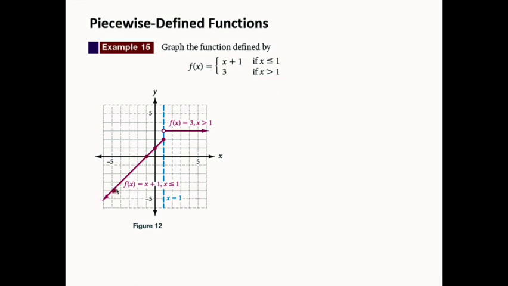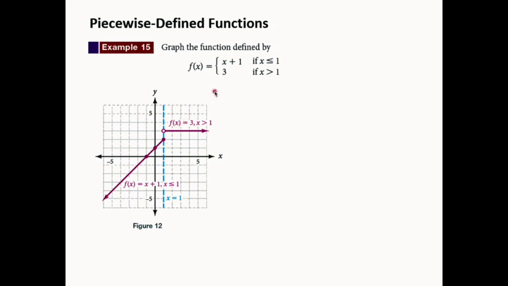Here's our linear function, x plus 1, graphed. But if you notice, it's only graphed when x is less than or equal to 1. So here's 1 on the x-axis. So less than or equal to 1 means it's only going to be graphed to the left of x equals 1. And because on this piece we're including the point 1, we're going to have a closed circle to indicate that there's a point there.